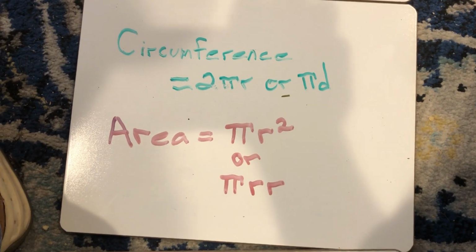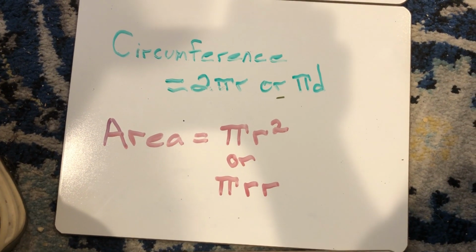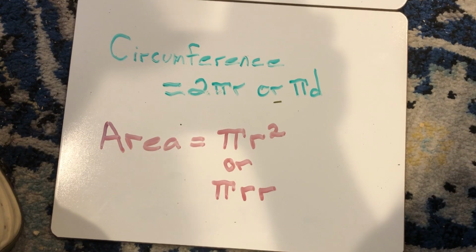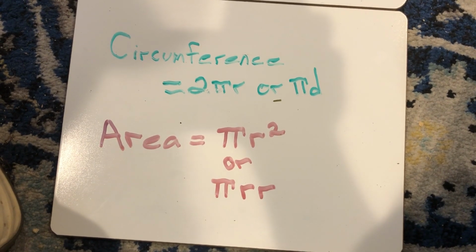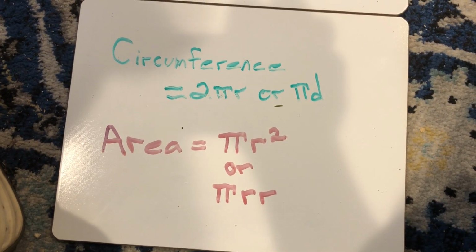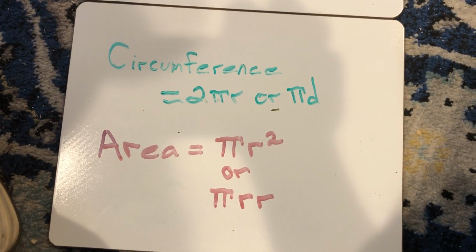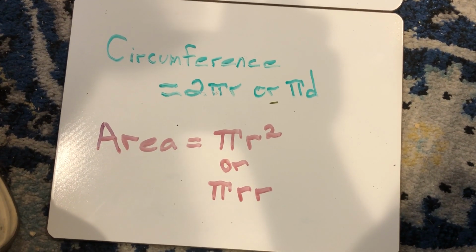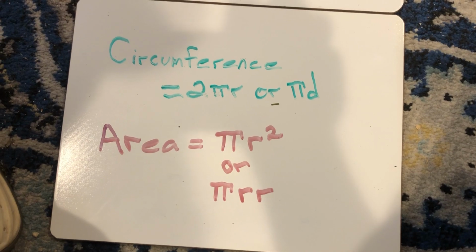Now the area, we're going to use pi again, and this time we can only use the radius. So if we have a diameter, we need to cut it in half to get the radius. And the area is pi times the radius squared, or pi times the radius times the radius.